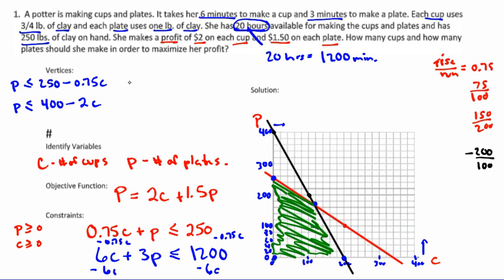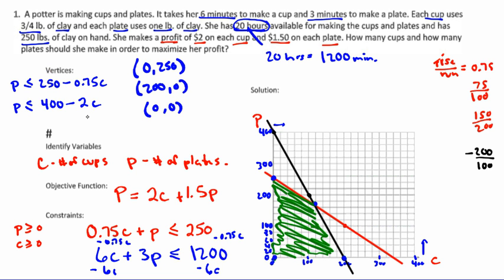Okay, so let's write out some of my vertices. I've got 0, 50. That was my y-intercept for that red line. I've got another one over here that's 200, 0. I've got 0, 0. That doesn't seem like a great way to maximize profit by not making anything. And then I have another one right here that's 120, 160. I'm not really sure.